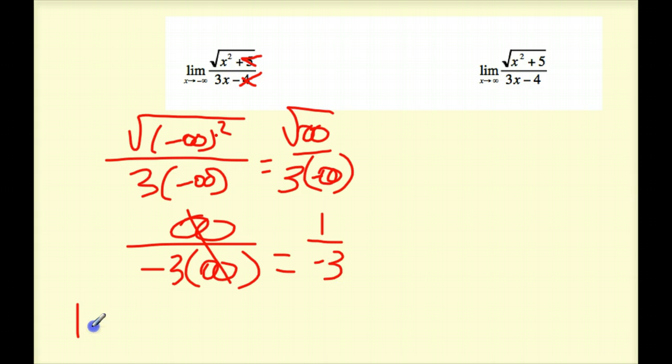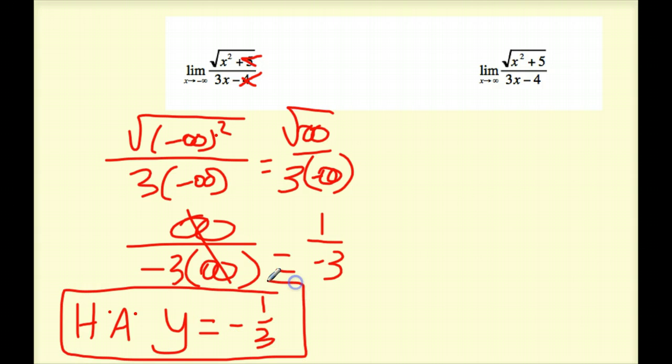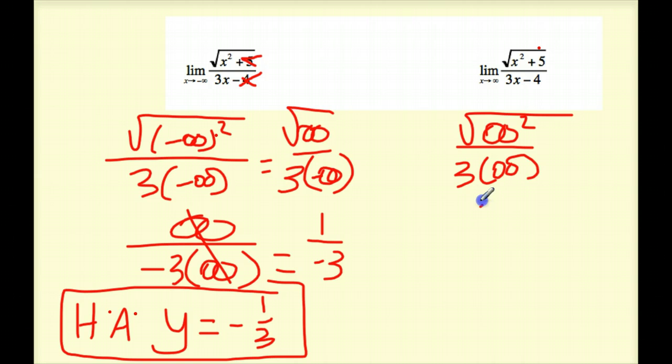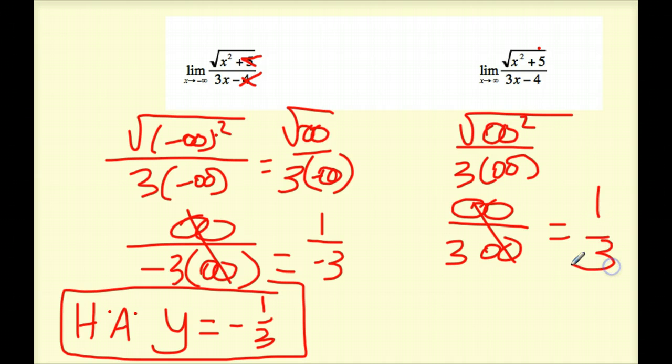So my horizontal asymptote is y is equal to negative 1/3 as x approaches negative infinity. Let's do the same thing with a positive infinity. I get infinity squared over 3 times infinity. That's going to give me infinity over 3 infinity. These are going to cancel and I get 1/3. So here I get y is equal to 1/3.